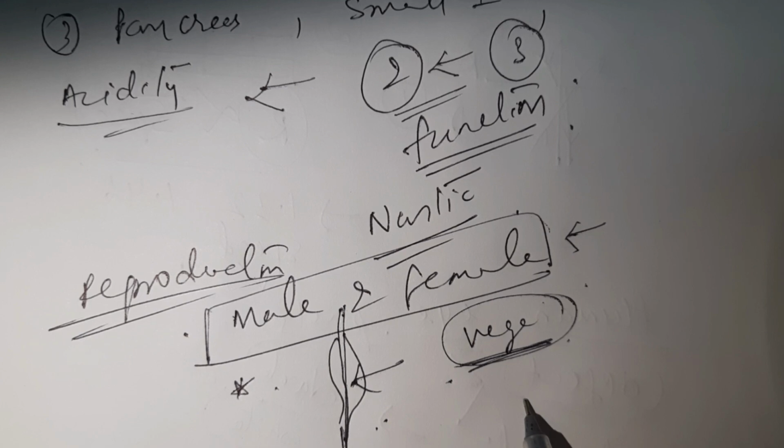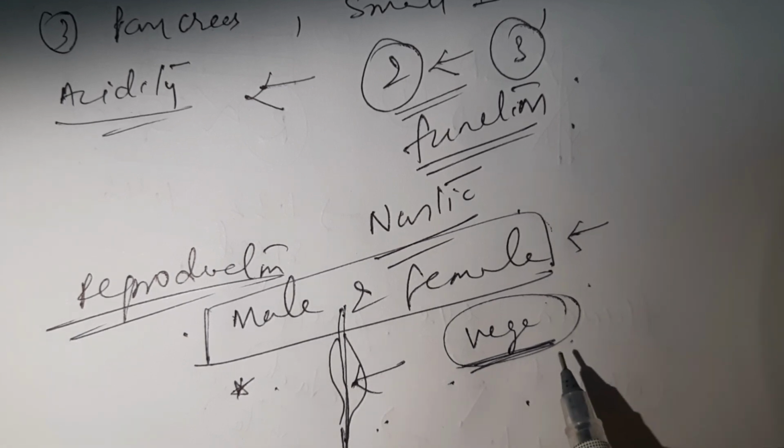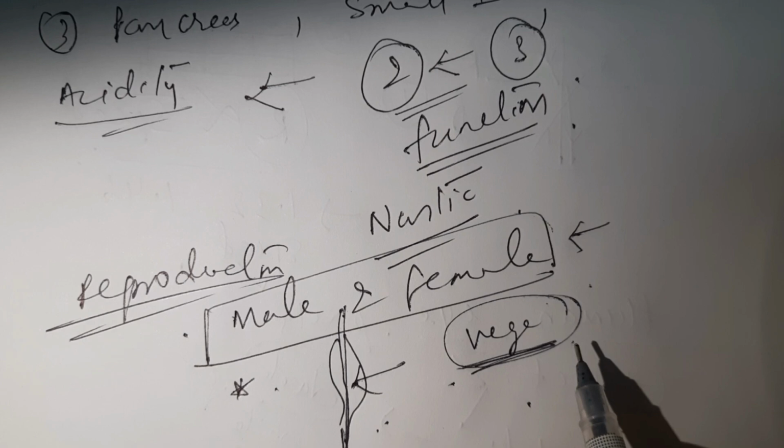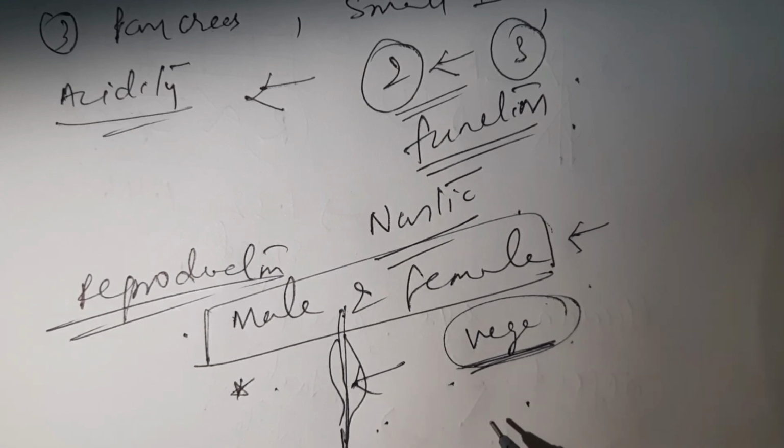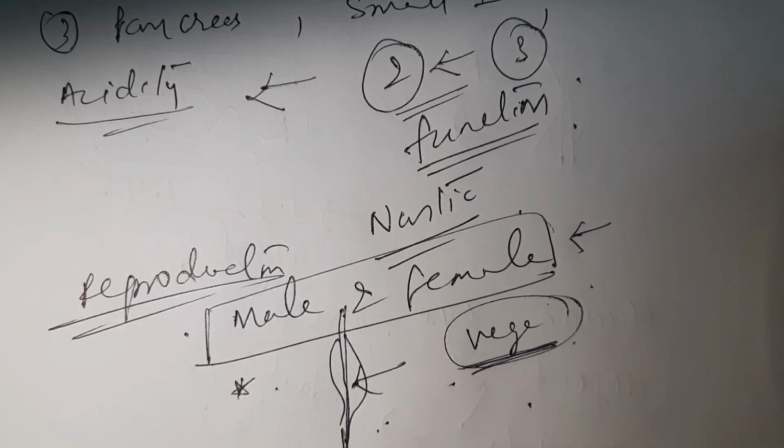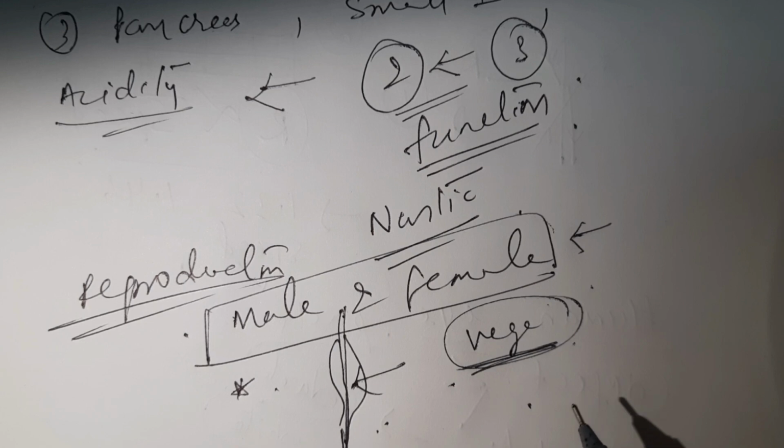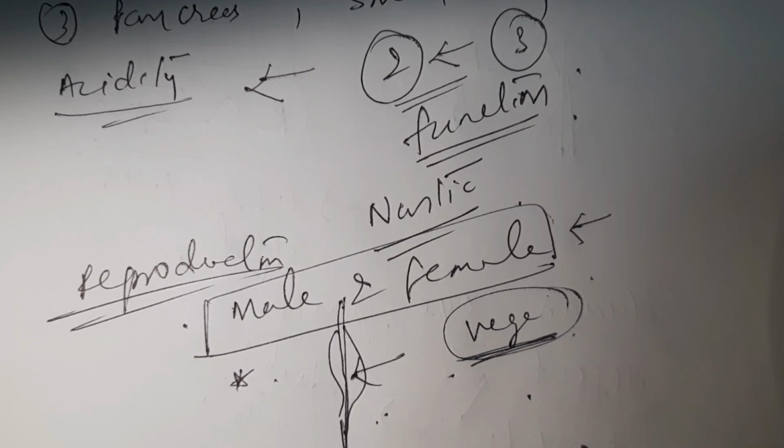how to control population. That is also a very important question of this chapter, where you need to write about barrier method, surgical method and chemical method. So in 3 steps you need to write the answer. Prepare well for that answer also.